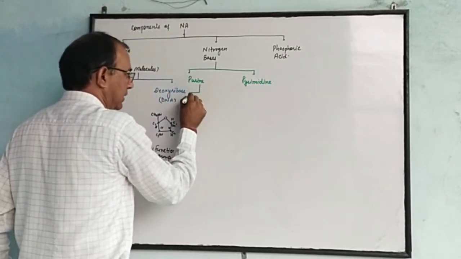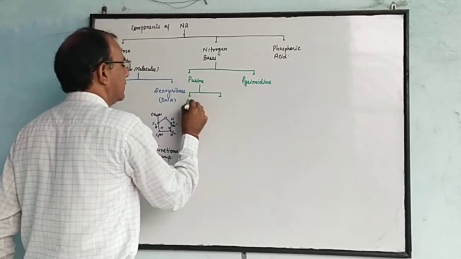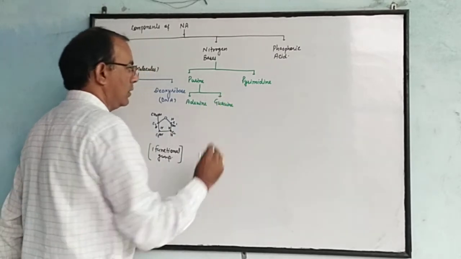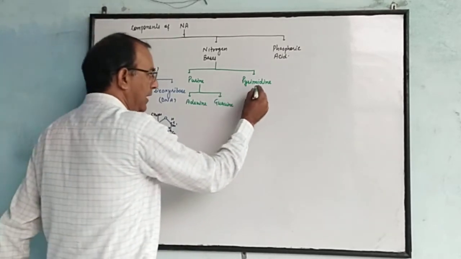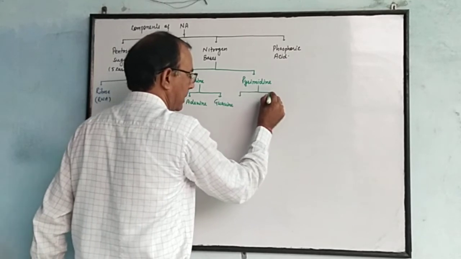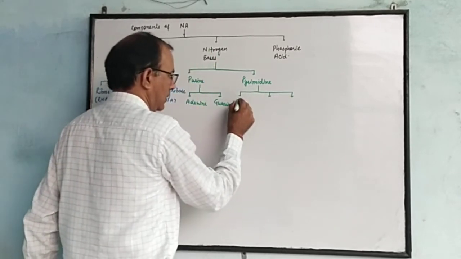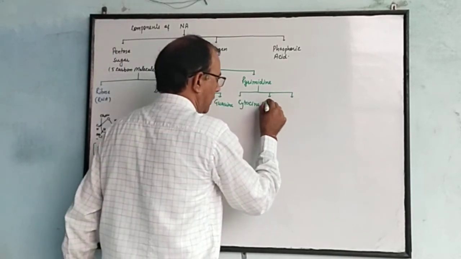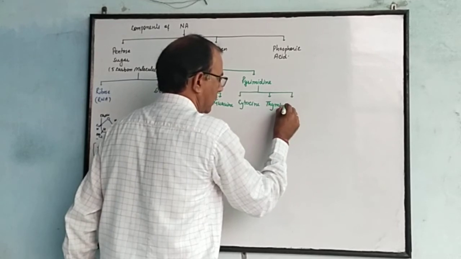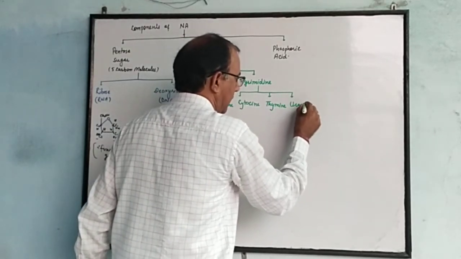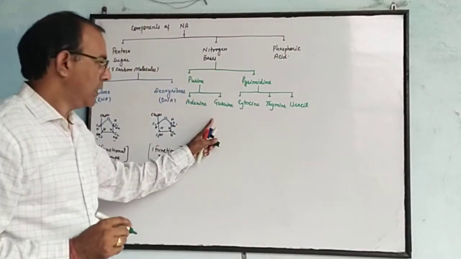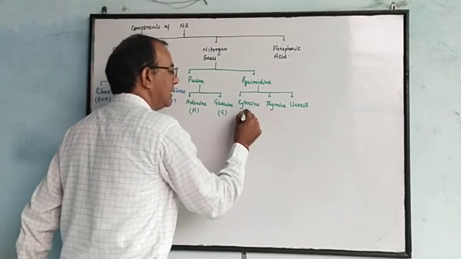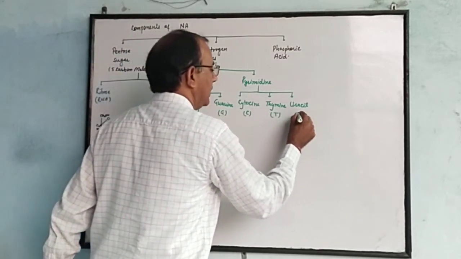Purine is 2 types: adenine and guanine. Pyrimidine is 3 types: cytosine, thymine and uracil. Adenine is represented by A, guanine by G, cytosine by C, thymine by T and uracil by U.